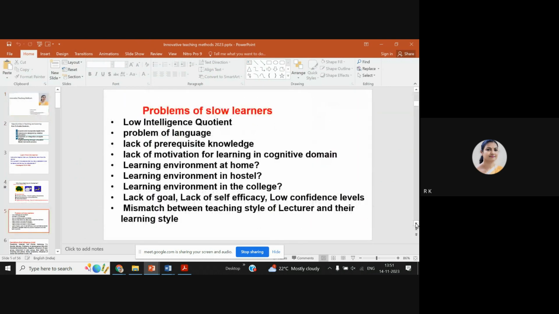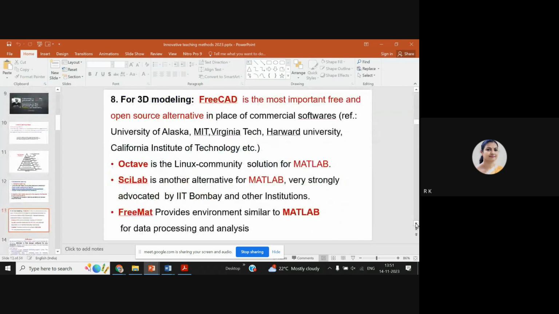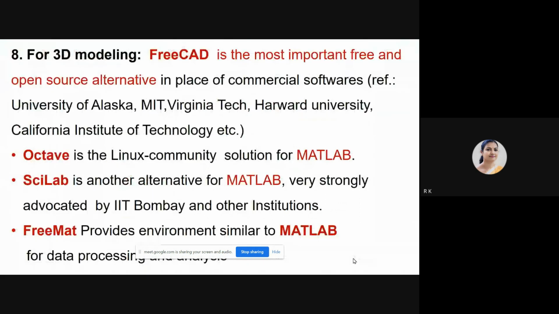And here, because there are many learners, some fast and some slow, another method is called 3D modeling. Here we use the technology called FreeCAD.